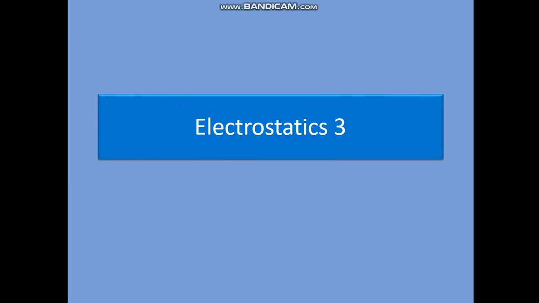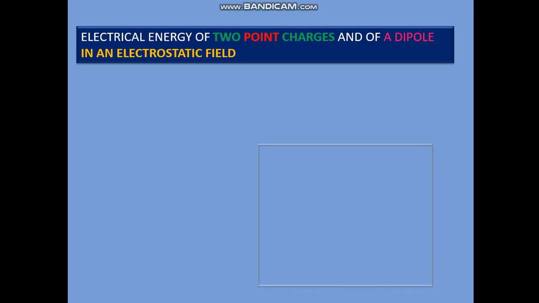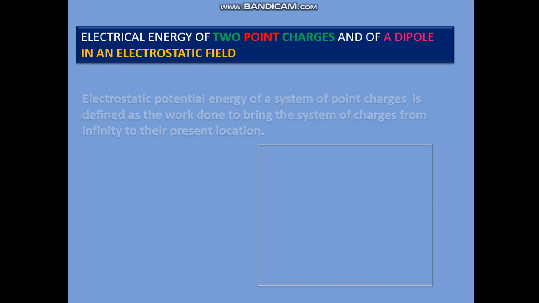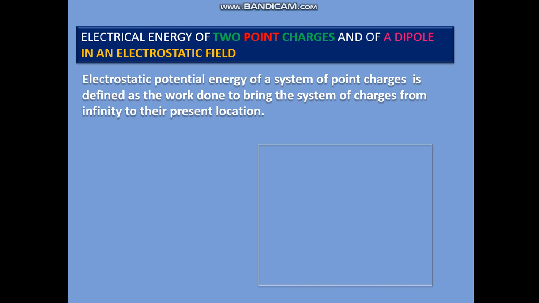Last time we talked about the potential in electrostatics part 2. In electrostatics part 3, we are going to see the electrical energy of 2-point charges and of a dipole in an electrostatic field. Electrostatic potential energy of a system of point charges is defined as the work done to bring the system of charges from infinity to their present location.